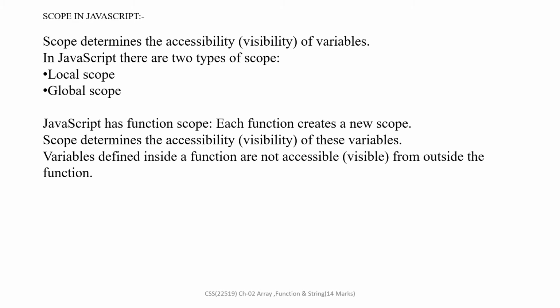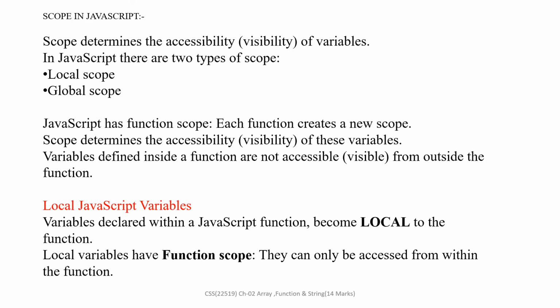JavaScript has function scope. Each function creates a new scope. Scope determines the accessibility or visibility of variables. Variables defined inside functions are not accessible or visible from outside the functions.